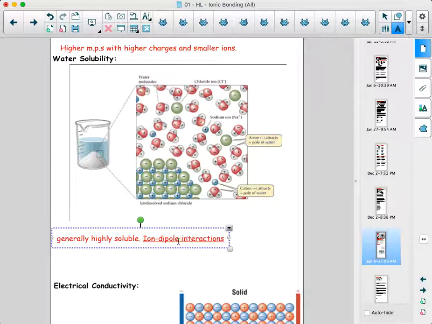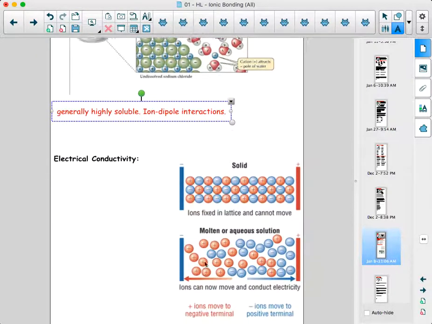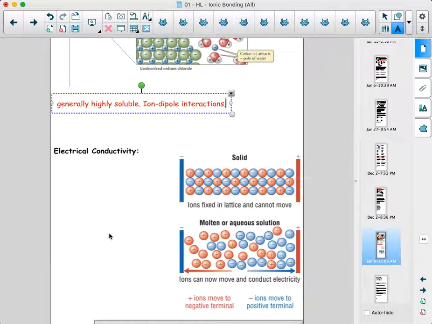And so a lot of ion dipole interactions can add up to quite a strong attraction and actually overpower the attraction of the ionic bond. And so the ions can be pulled out of the lattice and surrounded by water molecules through these ion dipole interactions. So ionic compounds tend to be quite water soluble, and a key term there is ion dipole attractions.